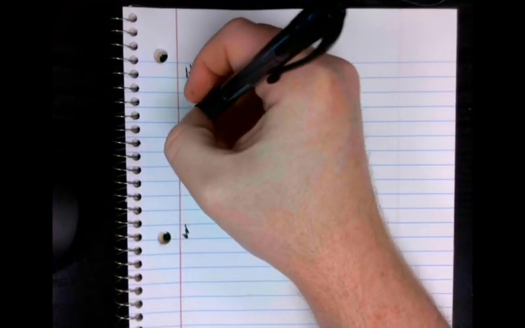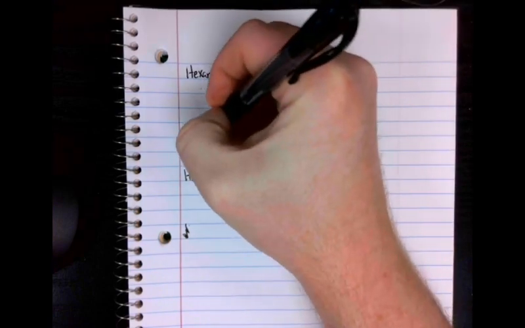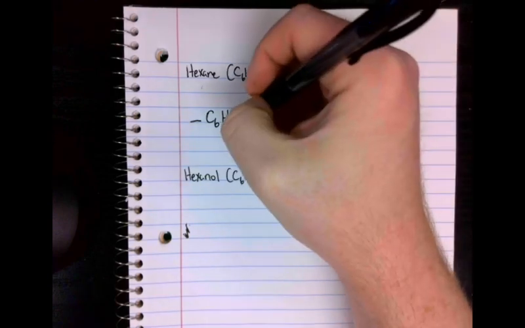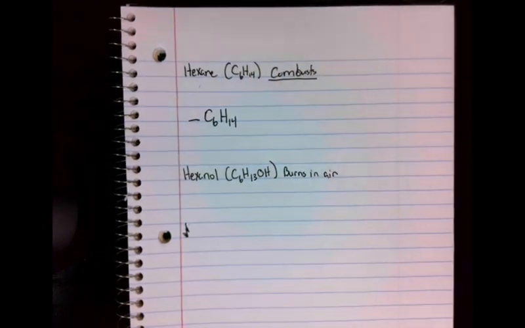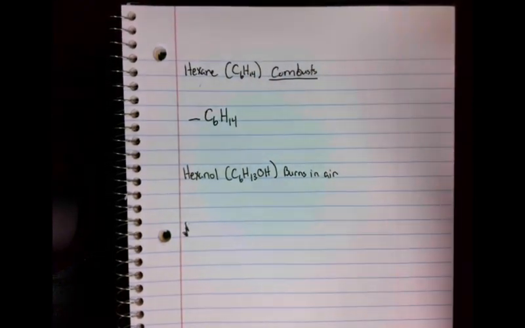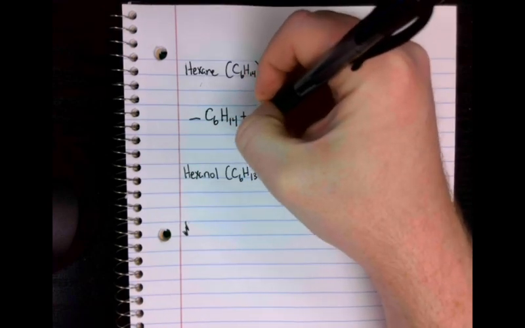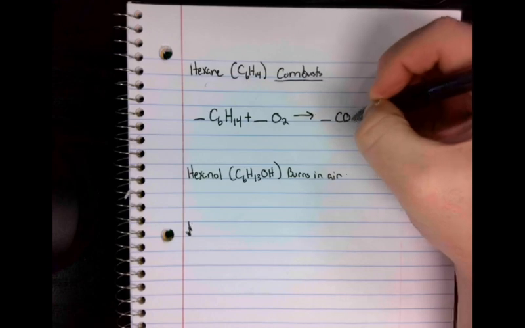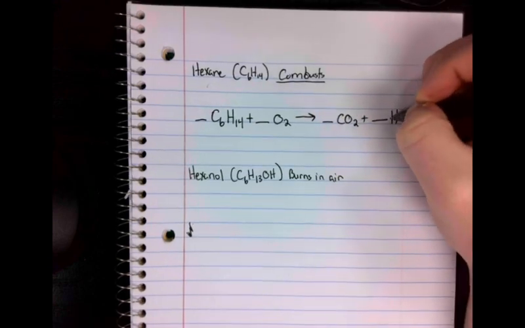So we know that we're going to have hexane. We know that that's the only thing that's given to us. That's C6H14. And because it's a combustion reaction, the rest of the equation is actually super easy. As soon as you know it's combustion, you know that it is plus O2 arrow CO2 plus H2O.